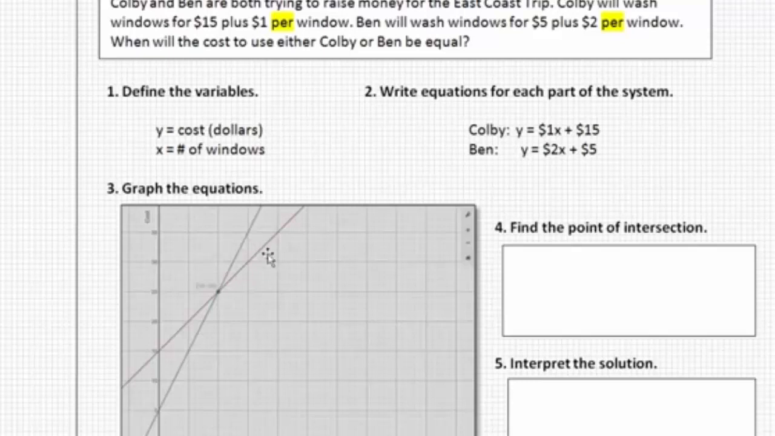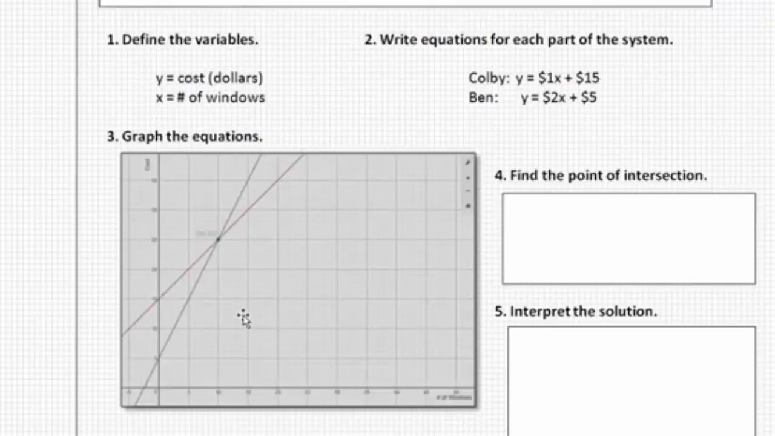All right, so let's take a look. You should have a graph something like this. On my x-axis I have number of windows, and on my y-axis I have the cost. I have that labeled here and here. And then I decided to use a scale of 5, so I'm going to have 5, 10, 15, 20 for the cost of hiring either Colby or Ben to wash windows. And on the x-axis I chose to also go by 5s. That comes from looking at my b values, it just seemed to make sense.